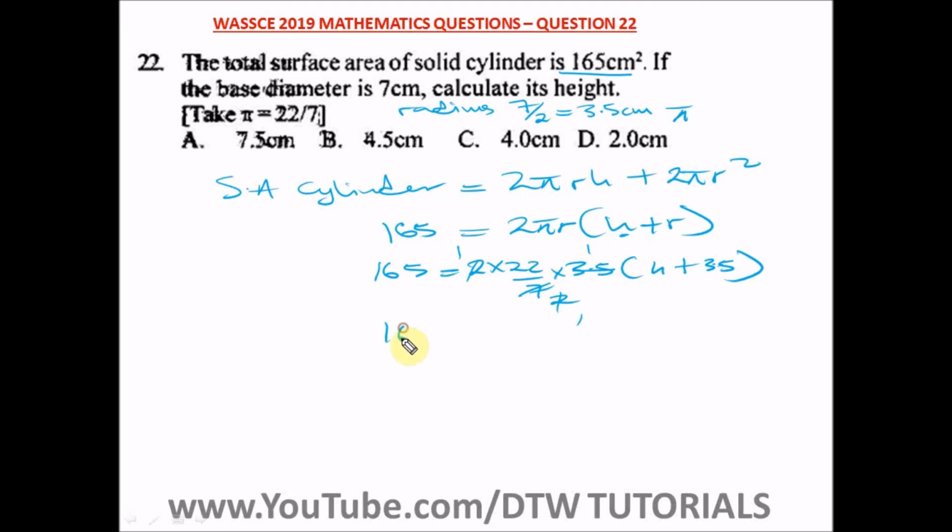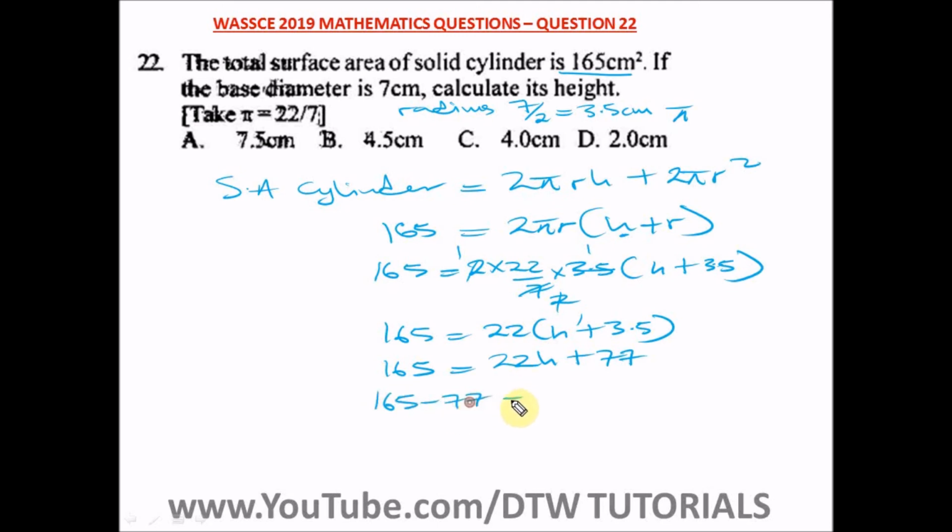So we have 165 equals 22 bracket h plus 3.5, close the bracket. Let us open up this bracket. So we have 22h, and if you multiply, plus 77. Let's take 77 to this side. So we have 165 minus 77 equals 22h.